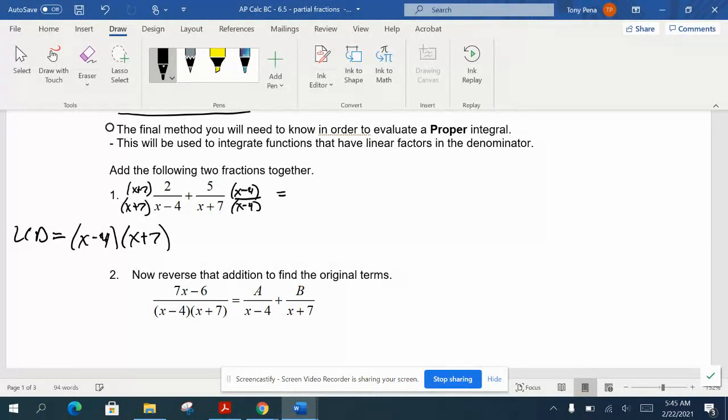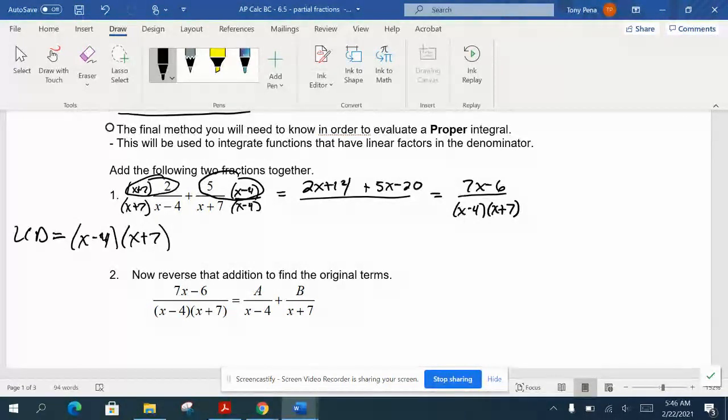So if we now go through that step, what you're going to end up with is 2x plus 14, that's just distributing, plus 5x minus 20. So these guys multiply together. That then is going to equal 7x minus 6, and then our common denominator now is the product of those two. In regards to step number one, me just wanting you to add those two fractions together, you would be done. We review that, so then if I ask you to do number two and reverse it, we at least sort of remember how we would have done the initial step.